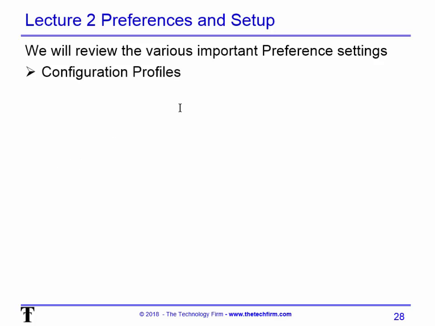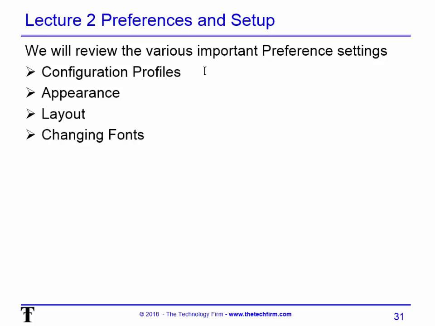We're going to have kind of an overview on the preference settings and some of the more common preference settings I like to use. For example, configuration profiles. We're going to review that. Appearance settings. We're going to look at the layout, and the layout's actually quite important. Changing fonts, and I always joke, for anybody over the age of 30, you probably want to change your fonts a little bit, make them a little bigger, just for your eyeballs.